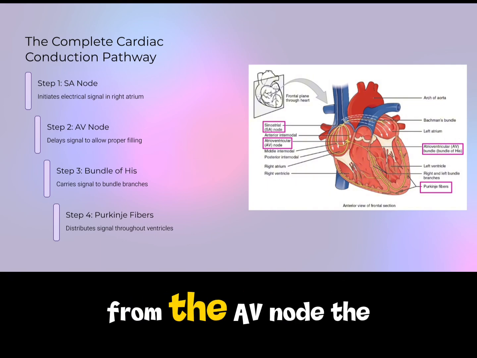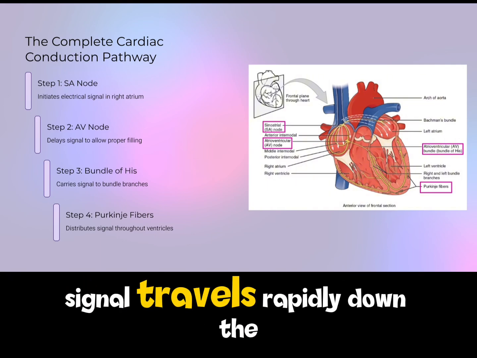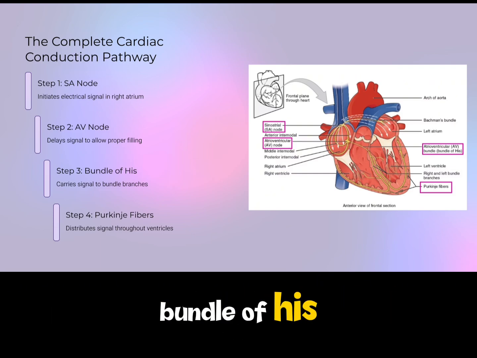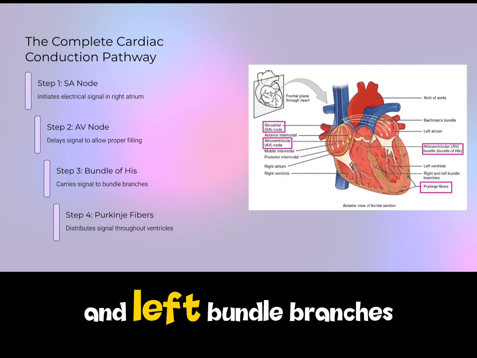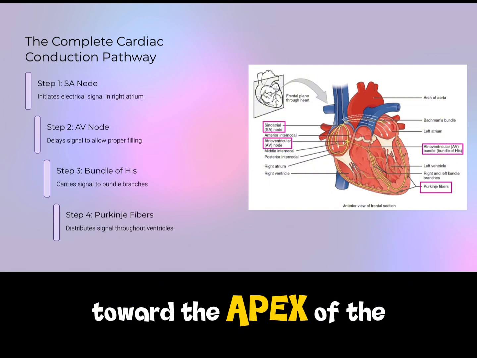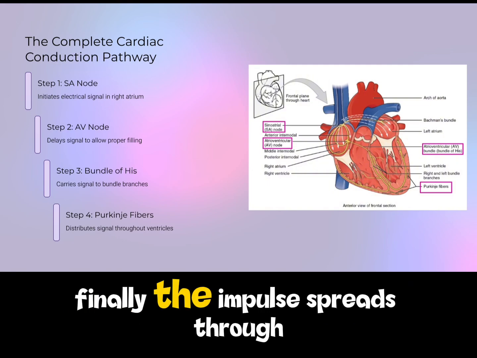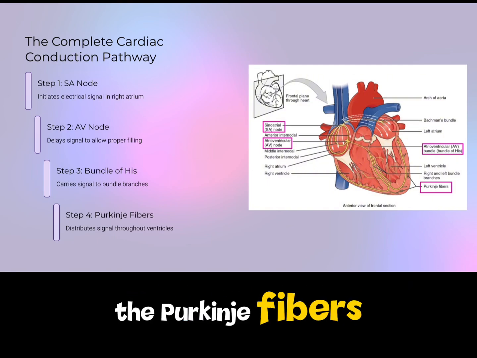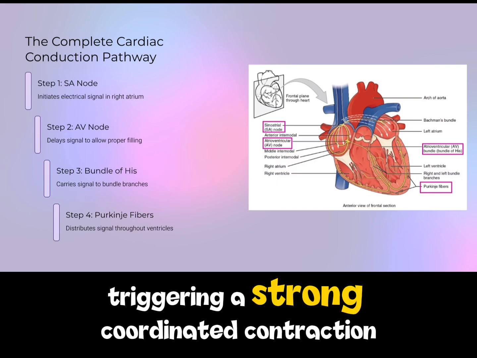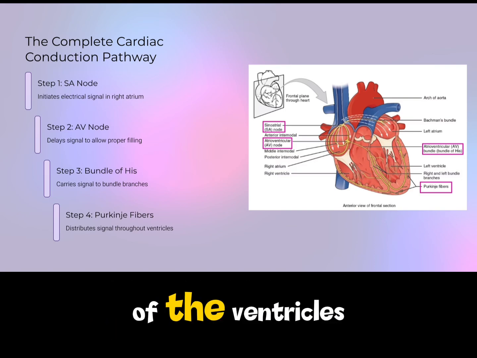From the AV node, the signal travels rapidly down the bundle of His and then through the right and left bundle branches toward the apex of the heart. Finally, the impulse spreads through the Purkinje fibers, triggering a strong, coordinated contraction of the ventricles.